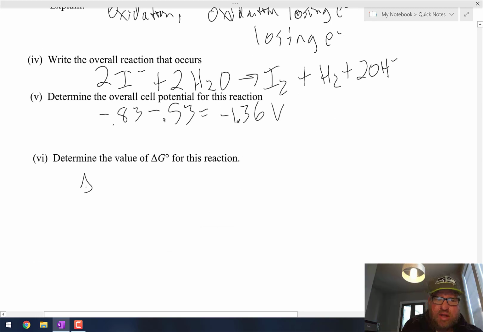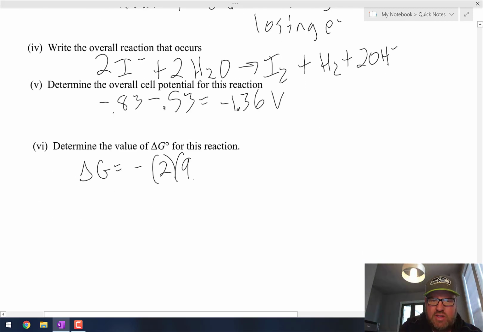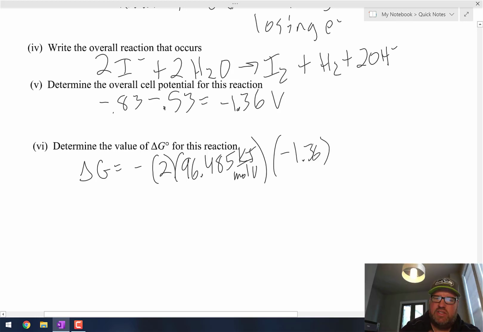And now to calculate delta G, it's going to equal negative n F E. How many electrons were transferred in this reaction? 2. So negative 2 times Faraday's constant, 96.485 kilojoules per mole volts. And our cell potential is negative 1.36, so the double negatives cancel each other out. So I'm just going to go 2 times 96.485 times 1.36, which gives us a positive delta G of about 262 kilojoules per mole.